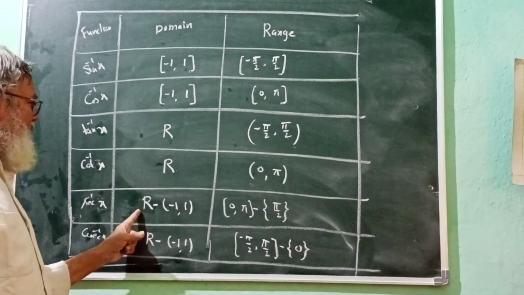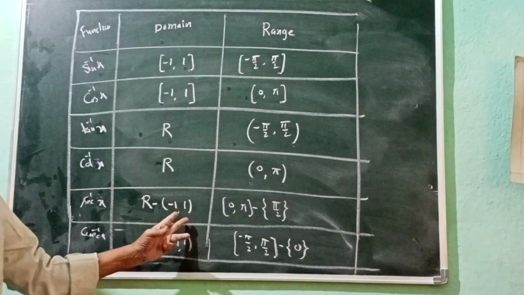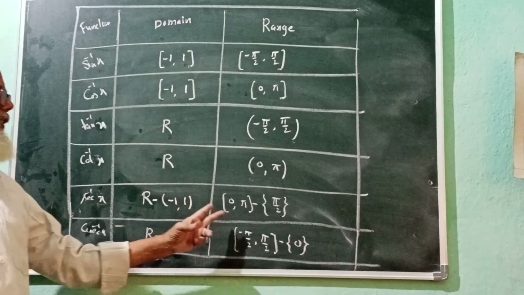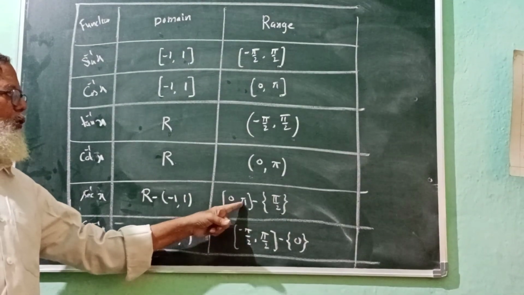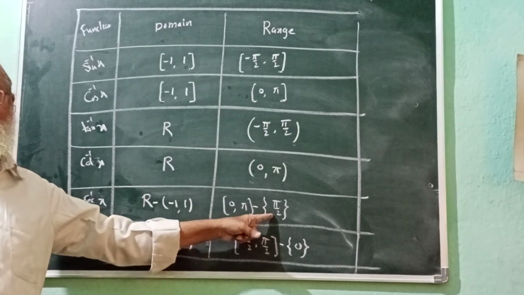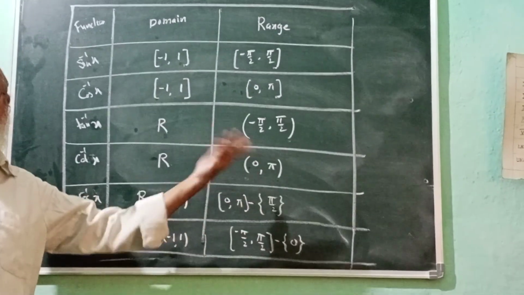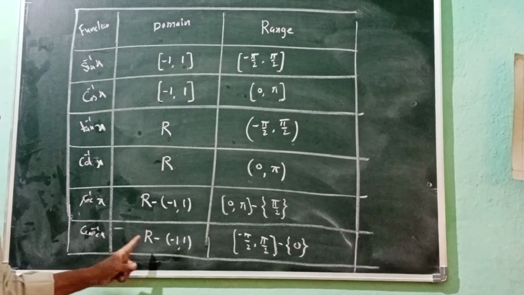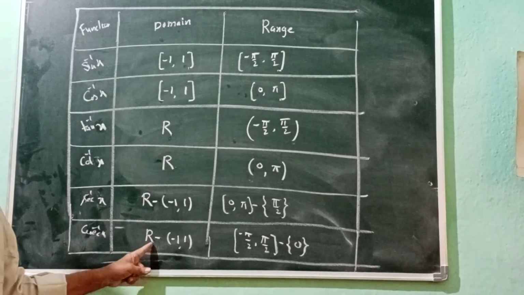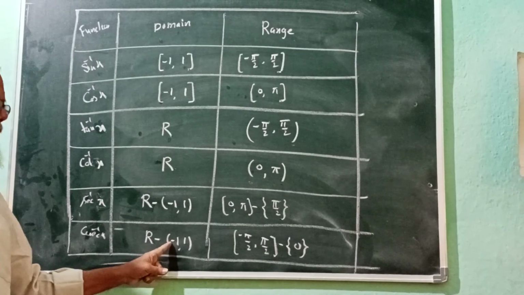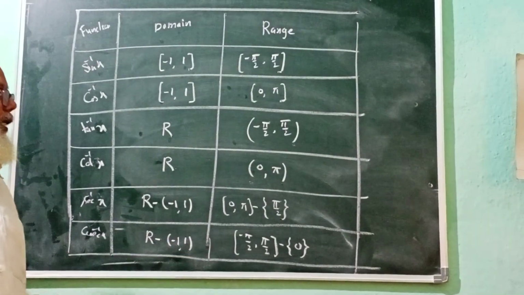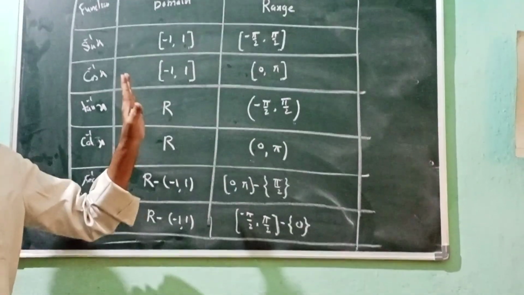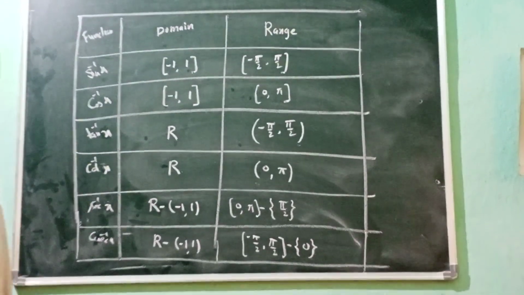Similarly sec inverse x has the set of all real numbers except the open interval minus 1 to plus 1. We cannot take these values, and range is given by the closed interval 0 to pi except pi by 2. The point pi by 2 is removed here, subtracted, because it is not included. Similarly cosec inverse is from the set of all real numbers except the open interval minus 1 to 1, and here the range is given by minus pi by 2 to plus pi by 2 except 0. 0 is subtracted.